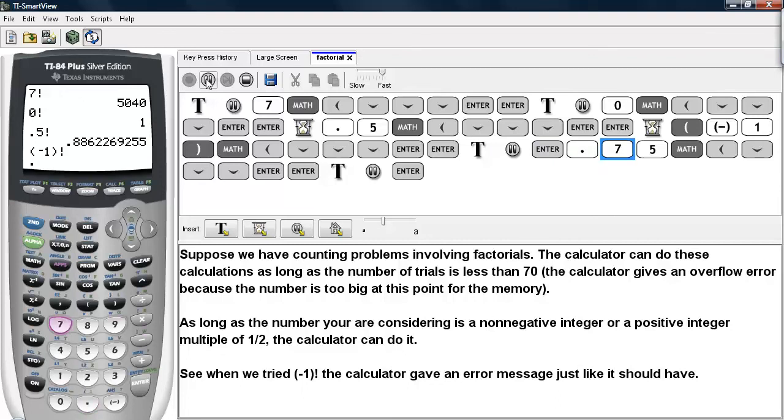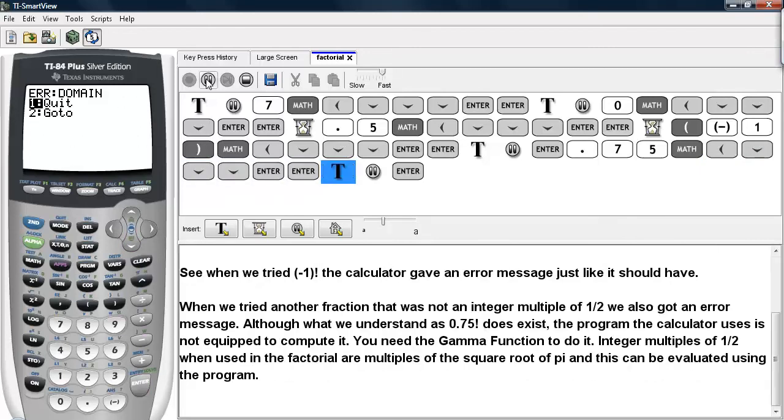So let's say we try to do 3/4 factorial. So we hit Math, scroll over to PRB, and select option 4. And when we try to do this, again we get a domain error. Now, when we tried another fraction that's not an integer multiple of 1/2, we get this error message.